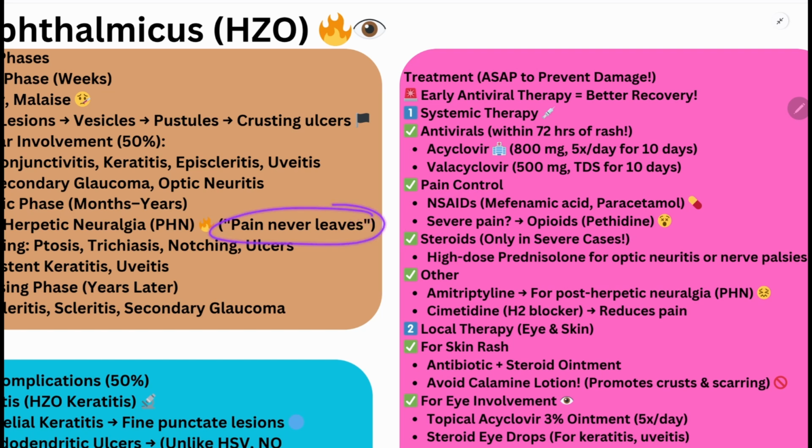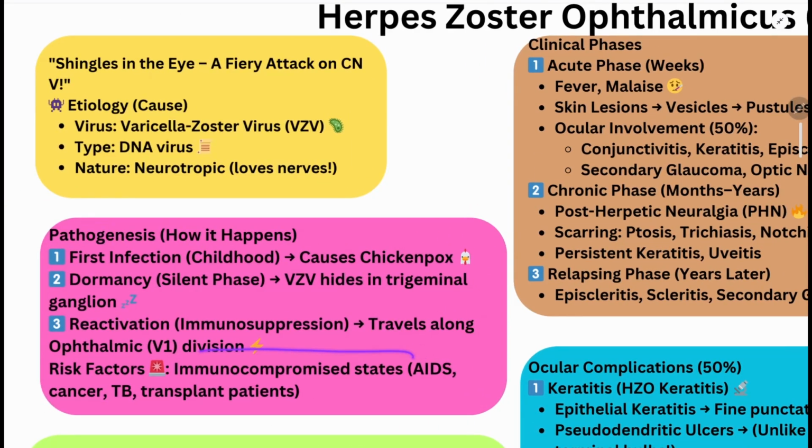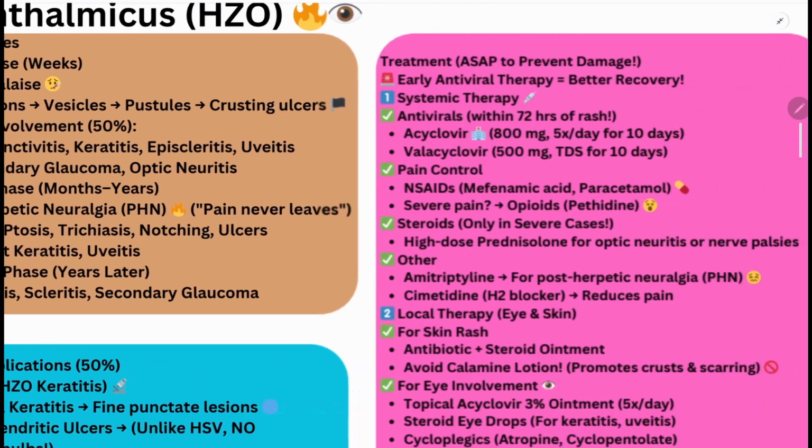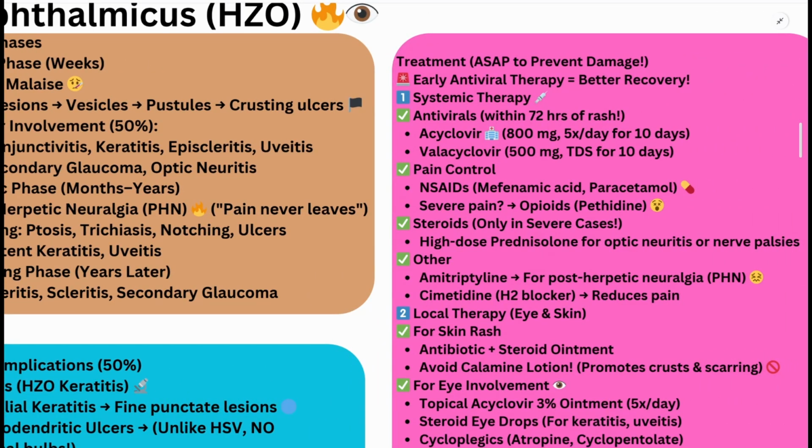like here we discussed that pain never leaves. So for pain control, you will give naturally NSAIDs, and if the pain is severe, you will also give opioids. And steroids are only given in severe cases because the patient is already immunosuppressed and steroids will decrease the immunity further. Okay, so steroids are given only when the situation is very bad. And the steroids are high dose prednisolone for optic neuritis or nerve palsy. And others you will give amitriptyline, which is a tricyclic antidepressant, and cimetidine, like H2 blockers, etc.